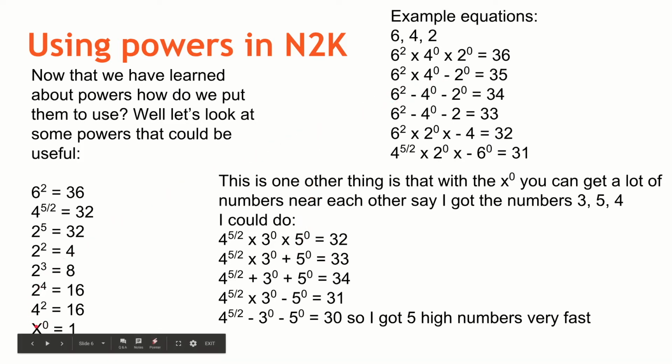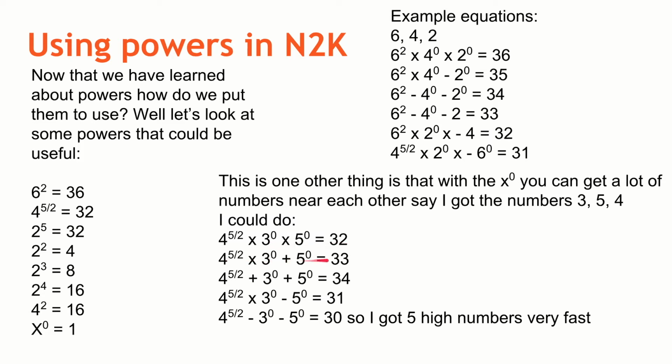And x to the 0, any number to the 0 power equals 1. That's really important. With the x to the 0 you can get a lot of numbers near each other. Say I got the numbers 3, 5, and 4. I could do 4 to the 5/2 times 3 to the 0 power times 5 to the 0 power equals 32, because I just turned these into ones.